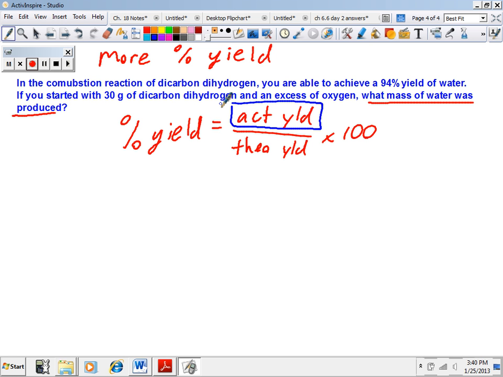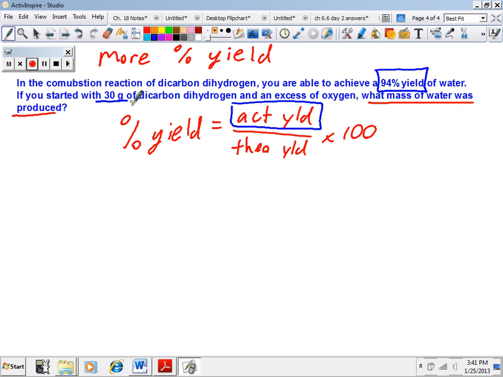All right, so in order to solve for the actual yield, we have to know the percent yield, which we do know, 94%, and we need to know the theoretical yield. The theoretical yield we don't know. This is something we're going to have to do stoichiometry with to solve for. And here we've got a little bit different situation because it tells me I have 30 grams of the C2H2 and an excess of oxygen. So this time, the C2H2 is our limiting reactant, and the oxygen is the excess. So to remember to calculate the theoretical yield, you always use the limiting reactant, and you do stoichiometry.